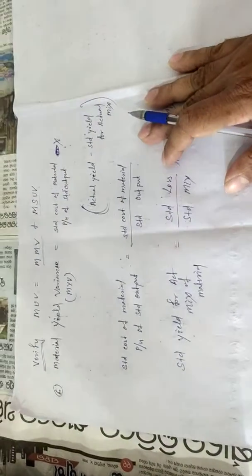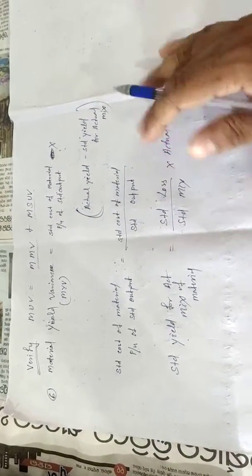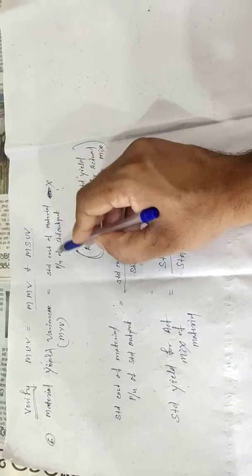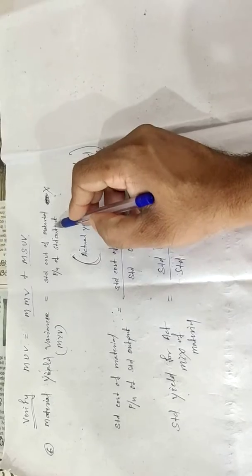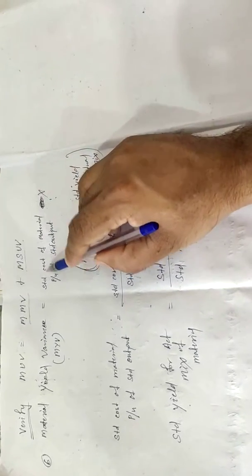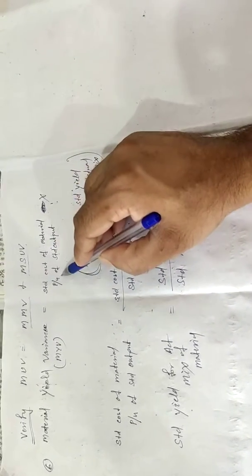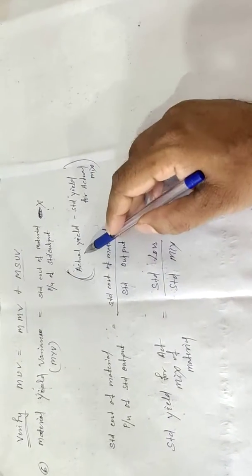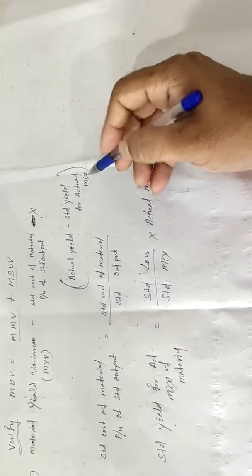Then the last formula is material yield variance. What is the formula of material yield variance? Standard cost of material per unit of standard output, that will be multiplied with the actual yield minus standard yield for actual mix. You have to focus on these words, actual mix and actual yield. These two things are different.